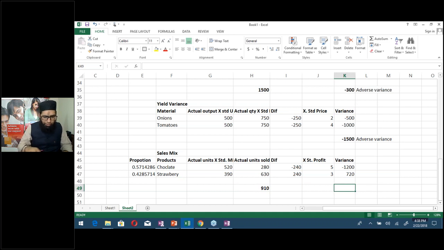So when I total it, I will have a minus 480 value. That means an adverse variance. So sales mix has an adverse variance of 480. Yes, thank you, Abhay. You are correct.